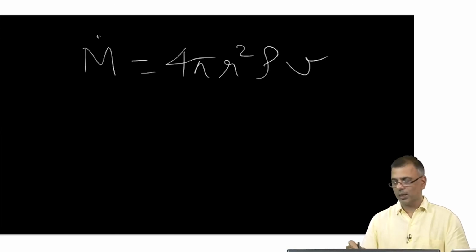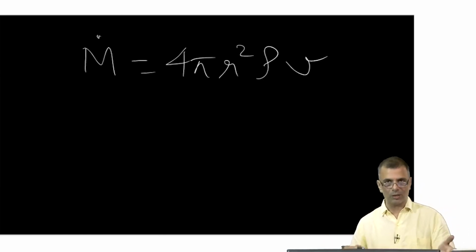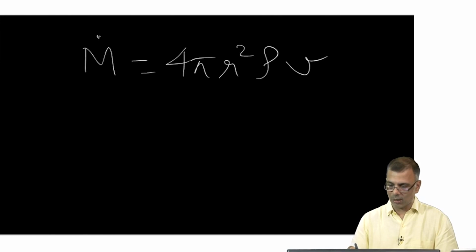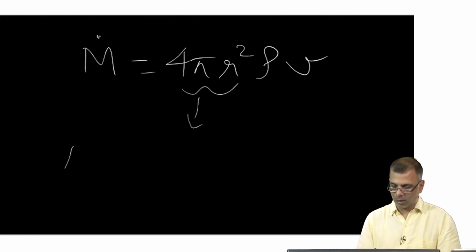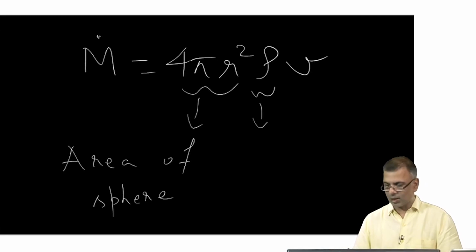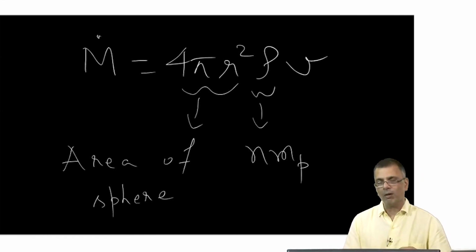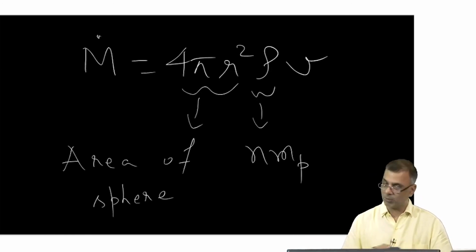So 4 pi r squared is the area of a sphere, and rho would be the density, which turns out to be the number density times the proton mass, assuming that it's fully ionized hydrogen, and v is of course the velocity. So our whole discussion of accretion will hinge on this accretion rate, because it's a very important thing.